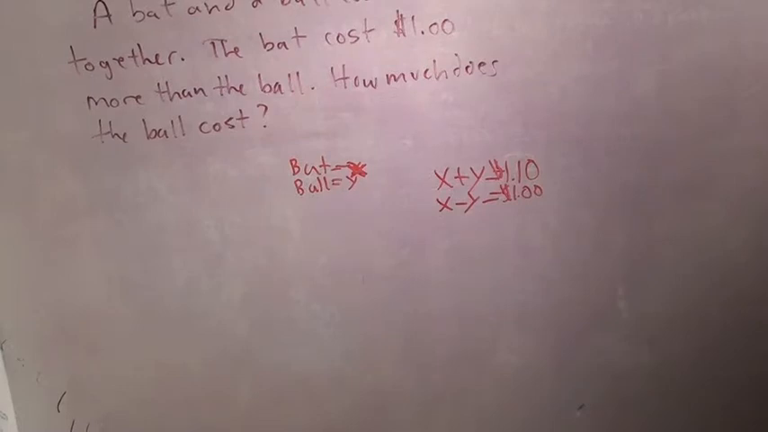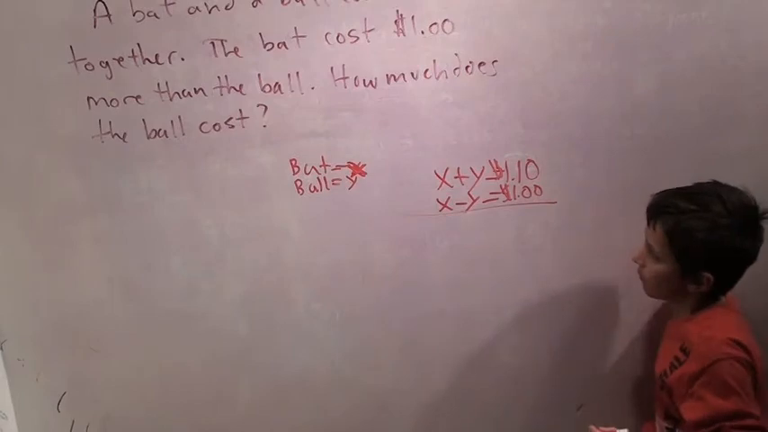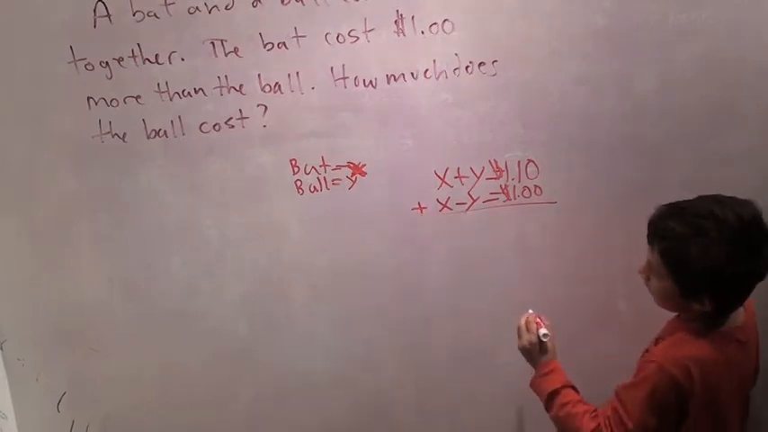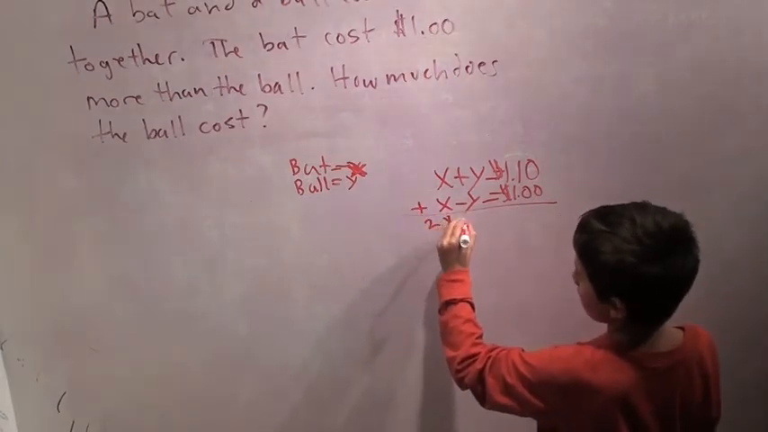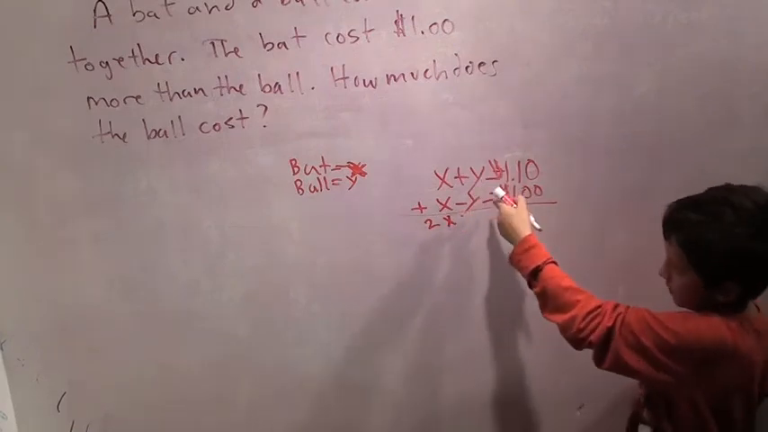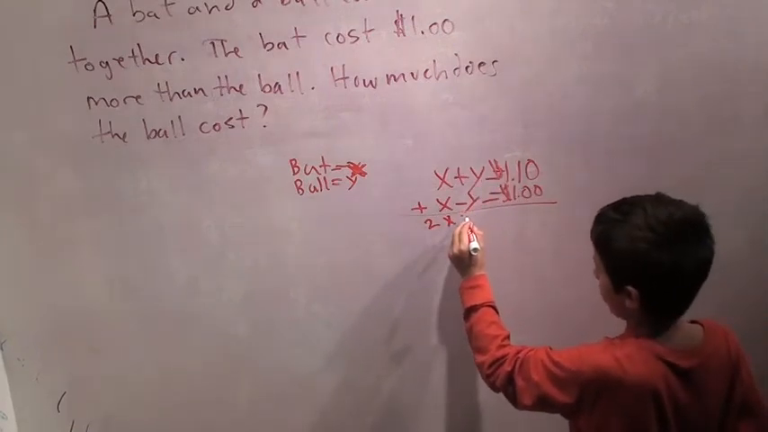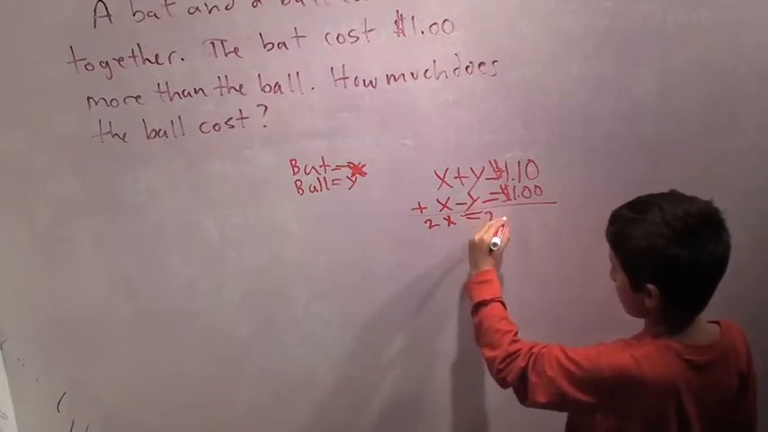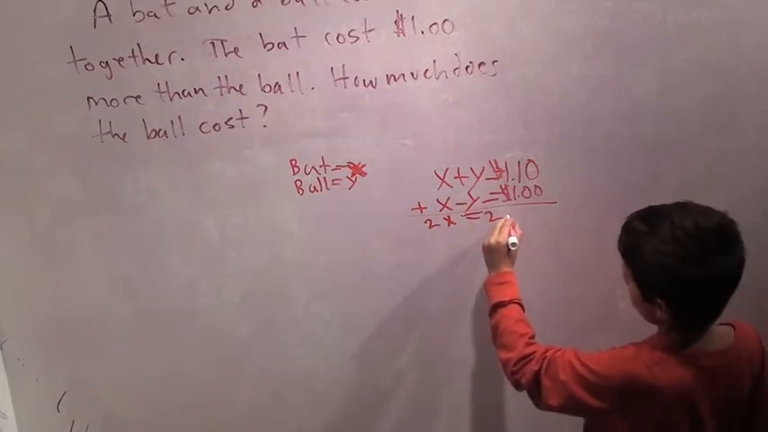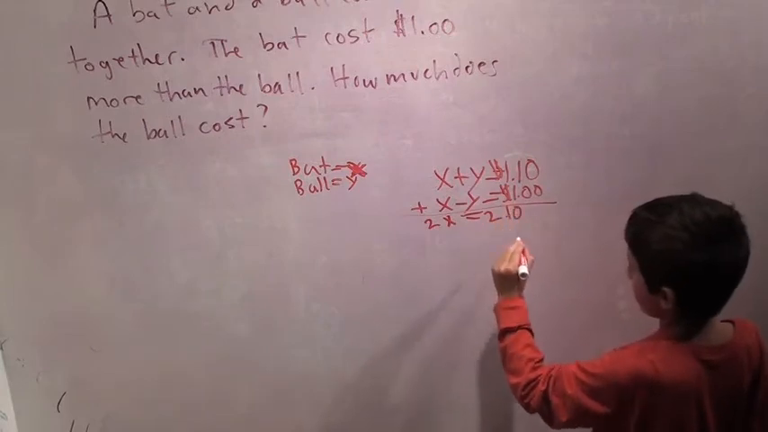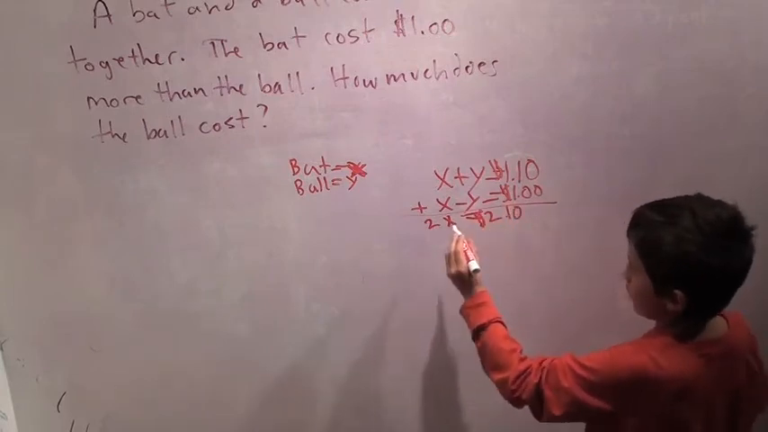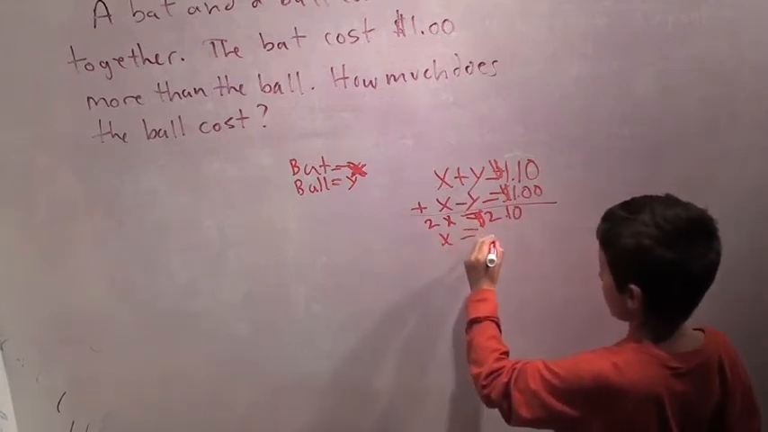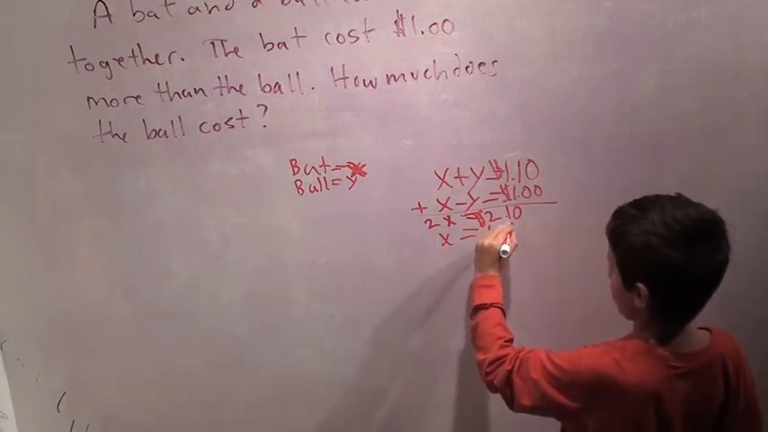We could add these together. What do you get when you add them together? Okay, so we have 2x plus y and a minus y is 0. 2x equals $2.10. That means x equals $1.05.